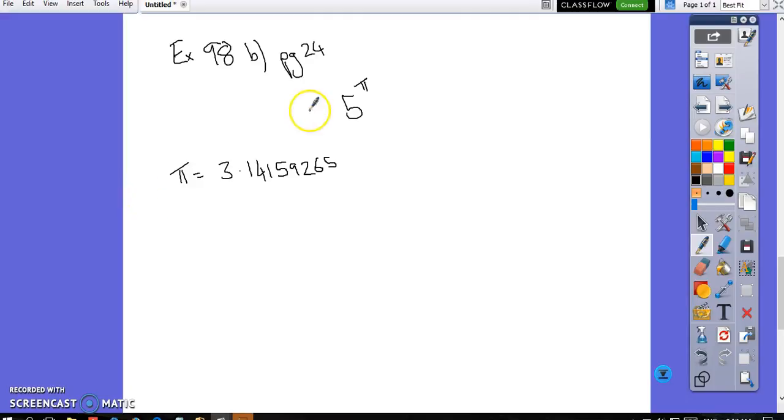Okay, so the question that I introduced in the last video was to evaluate 5 to the power of pi, and we want it correct to 2 decimal places. So I've written out the first few decimal places of pi here, and saying that pi is between 3 and 4 is definitely not going to be enough, but we'll start there anyway, just as we did with the last one.